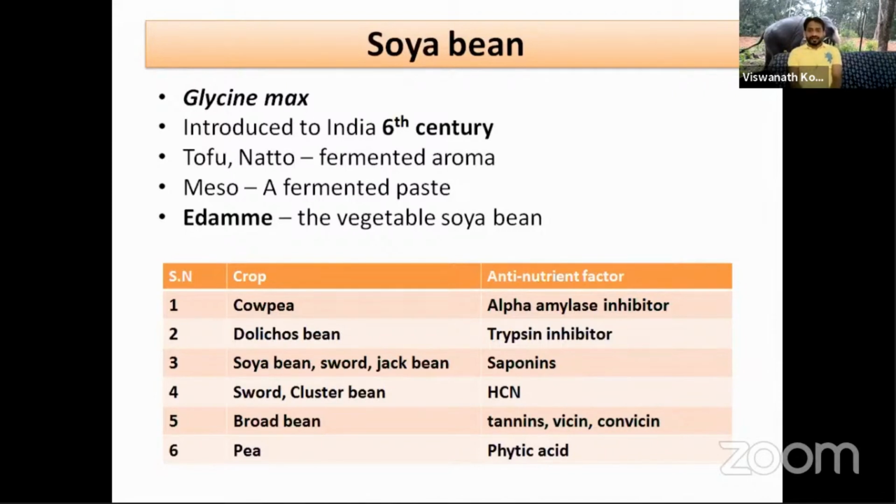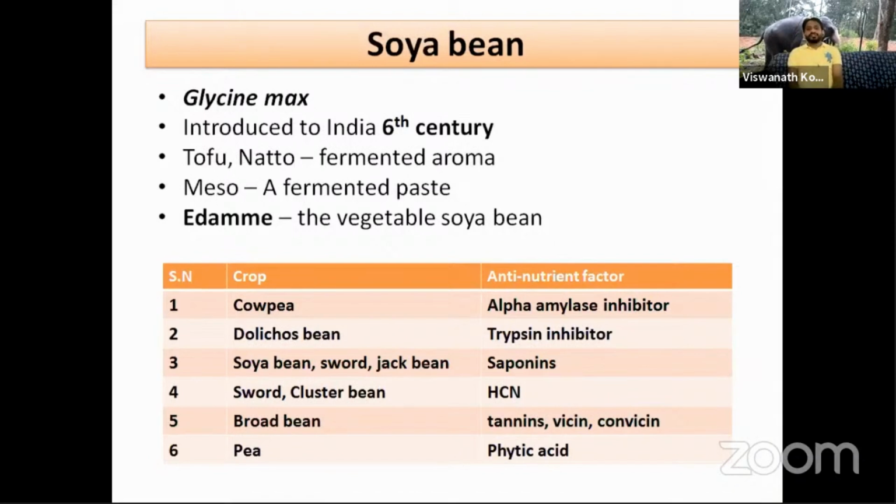So I listed some anti-nutrient factors present in the peas and beans here. Cowpea has alpha amylase inhibitor, dolichos bean has trypsin inhibitor. Trypsin is an enzyme produced in our stomach, and this trypsin digests the proteins. It breaks the protein into amino acids in our stomach so that the amino acids are absorbed into our body. So this trypsin inhibitor inhibits the enzyme trypsin so that the proteins are not broken into amino acids in our stomach, so that the amino acids will not be available for our body.